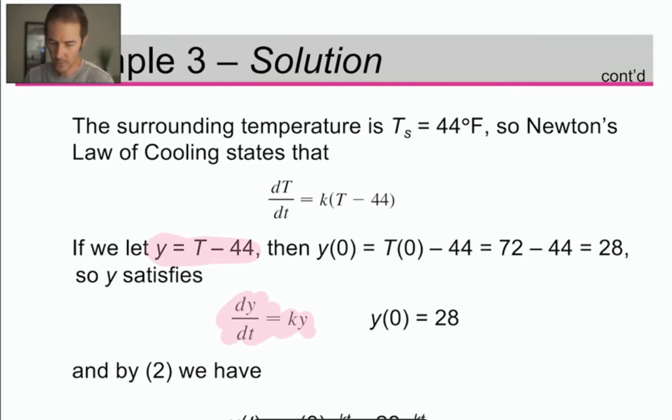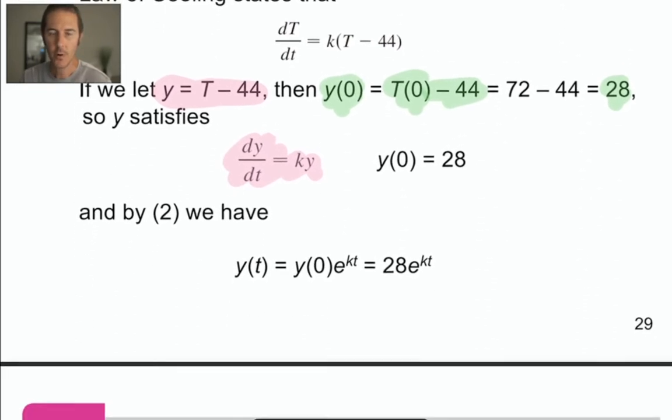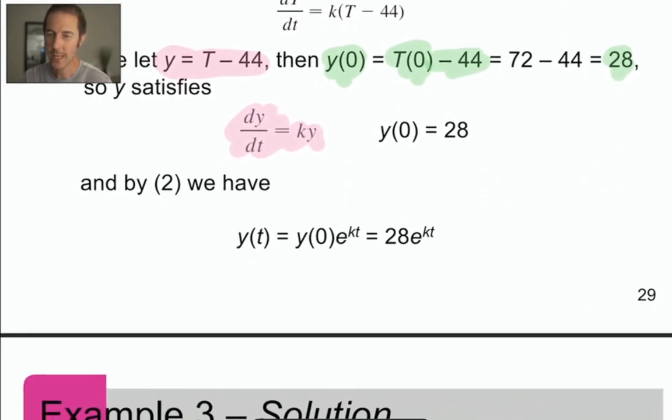We should also note that y sub 0 is equal to our starting temperature minus the ambient temperature. So y sub 0 ends up equaling 28. And we're going to have to circle back around to this idea that y is equal to T minus 44, so don't lose sight of that. So our starting y value is 28. It's an initial value, but it's an initial temperature difference of 28.